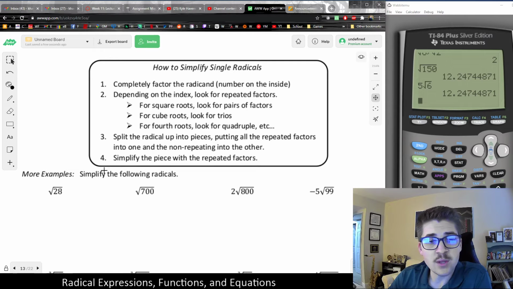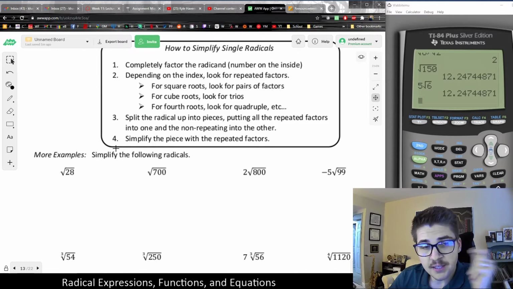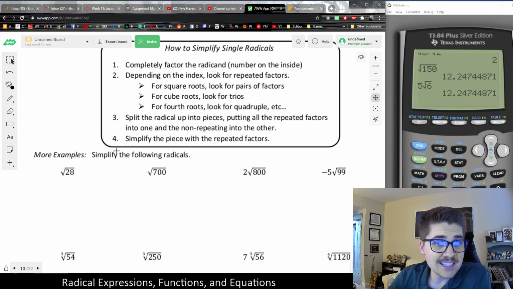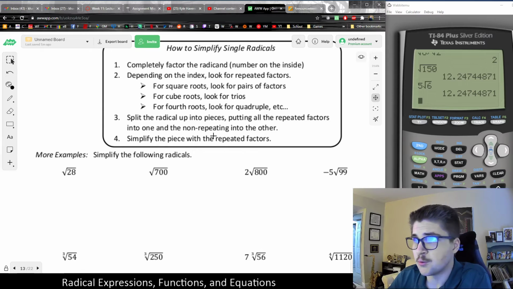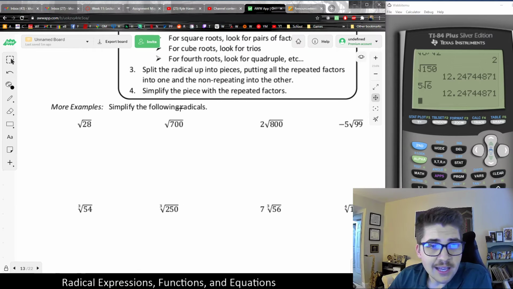Once you've found the complete factorization, we want to see: is there a perfect square or a perfect cube or whatever within this number? If there's not, it will not simplify. Then split the radical up into pieces, putting all the repeated factors into one and non-repeating into the others. Simplify the piece with the repeated factors, basically by just taking the root. So let's look at a few examples.